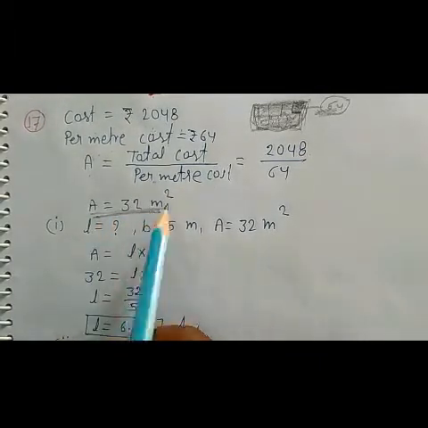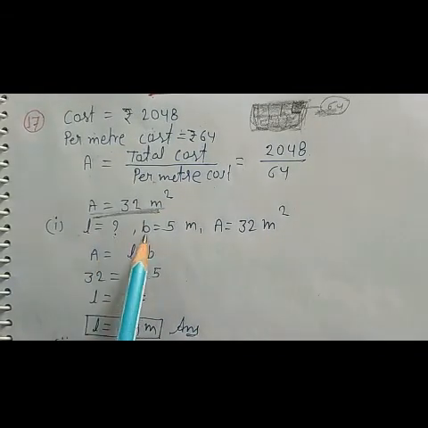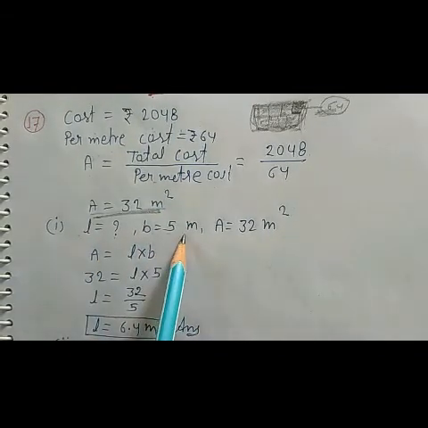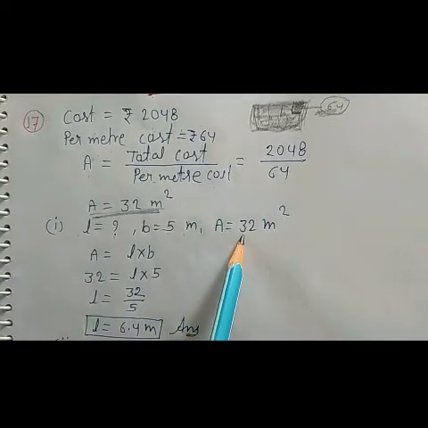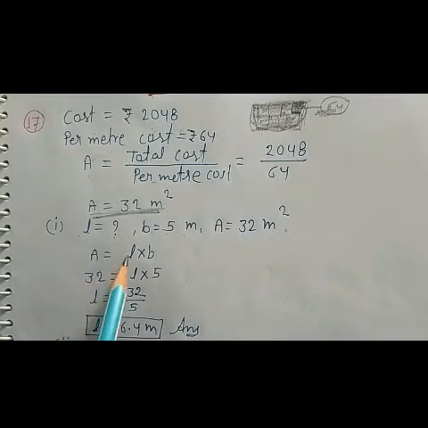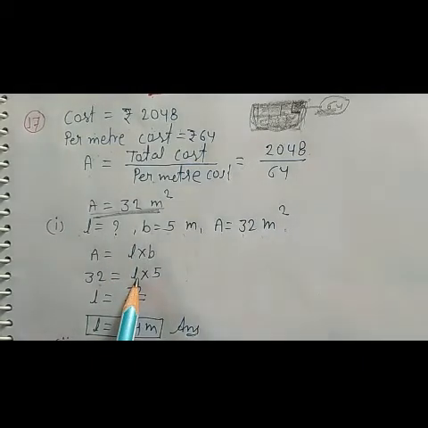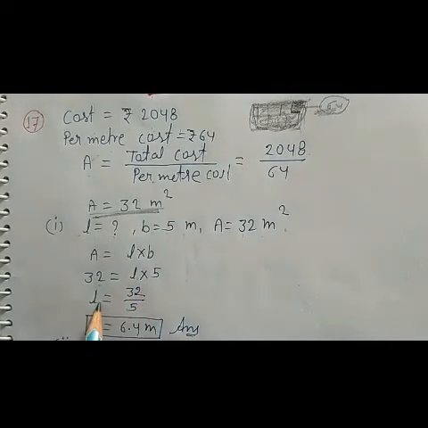Now using this area, we have to find out part 1, L. L means length. Breadth is given as 5 meter in the question. Area we have already found out, this is 32 meter square. Area equals length into breadth. Simply place 32 in place of area. Length is not defined and B is 5. Length we have to find out. So length equals 32 upon 5. This will be 6.4 meter.